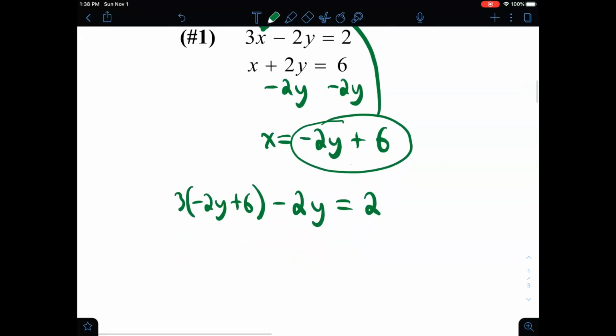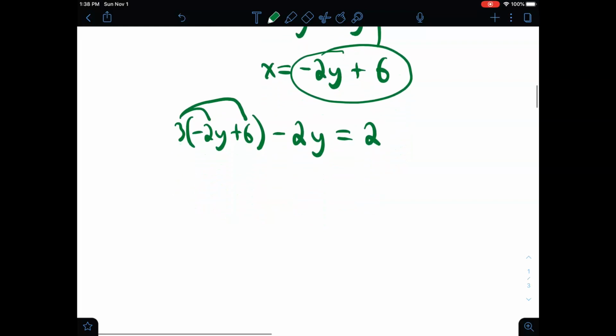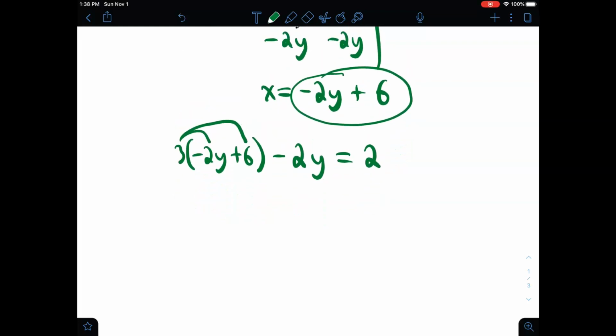So how do we solve this? Anything to distribute here, first of all? Yeah, we gotta distribute the 3. So now we're solving for y because we have just y in this equation. We can't solve equations with multiple variables in them. We just need one variable. So now we have one variable so we can solve, which is pretty awesome. So what's 3 times negative 2y? That's negative 6y. 3 times 6 is 18. Minus 2y equals 2.